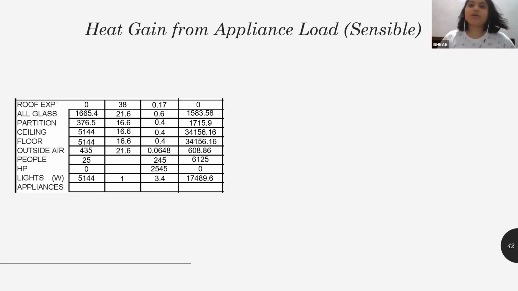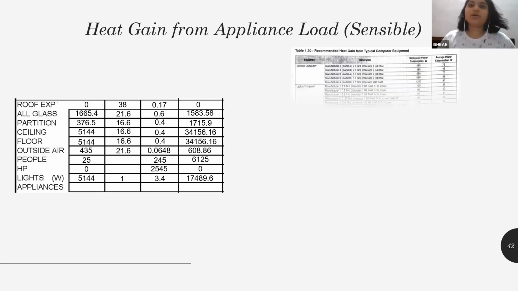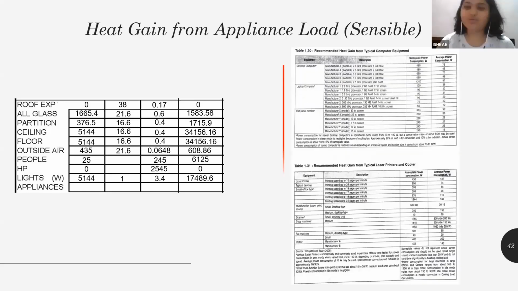So you have to consider the heat dissipated from these appliances as well to know how much cool air is to be supplied to the space to cover for the heat that these appliances are dissipating. Okay, so this is one of the charts for the equipment that is used. The reason I'm showing this is because it's computers and laptops.